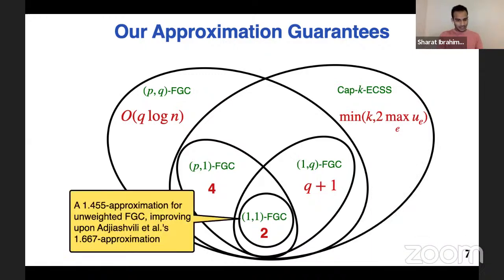I'd also like to mention that for the unweighted version of FGC, we give a 1.455 approximation. This improves upon Adjiashvili et al.'s 5/3 approximation. In unweighted FGC, all the edge costs are 1.